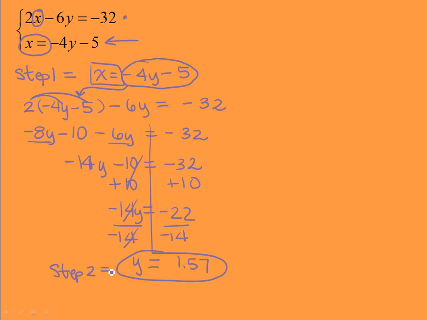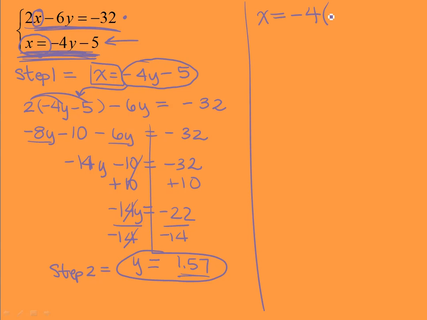Step 3 is to substitute that back into the first equation. So we started with this one, we went to this one, now we're going back to this one right here. Okay, so I'm going to write x equals negative 4. I'm replacing the y with what we solved, which is 1.57, and then minus 5. So 4 times 1.57 is going to be 6.28, and since there's a negative there, it means it's negative.